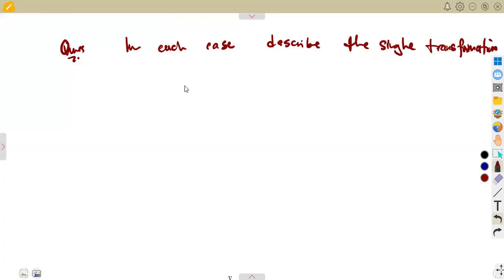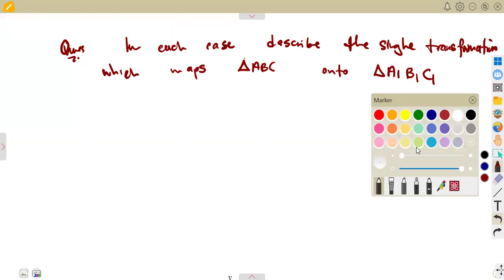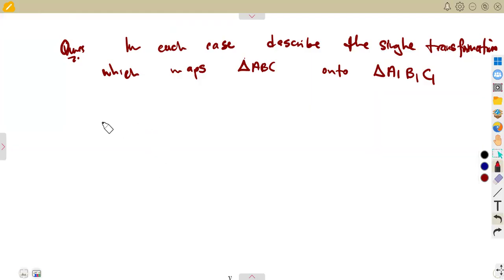Describe the single transformation which maps triangle ABC, which is the object ABC, onto the image triangle A1, B1, C1. So in each and every case, this is what you're going to do. So we are going to maintain triangle ABC as our object.